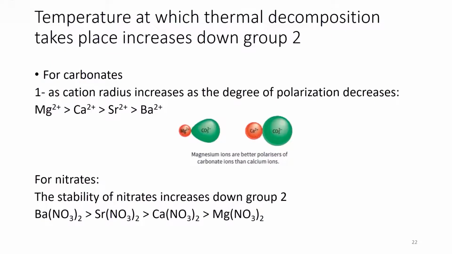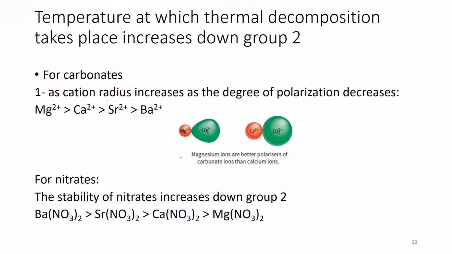Now moving to the temperature at which thermal decomposition happens, it increases going down group 2. For carbonates, you are decreasing the polarization. This is why you are increasing the thermal stability of carbonates. If you look at magnesium in here, it polarizes the carbonate and weakens the bond between the carbon and oxygen. This is why the decomposition happens at lower temperature than in the case of calcium, which has a larger radius and doesn't polarize the carbonate as much.